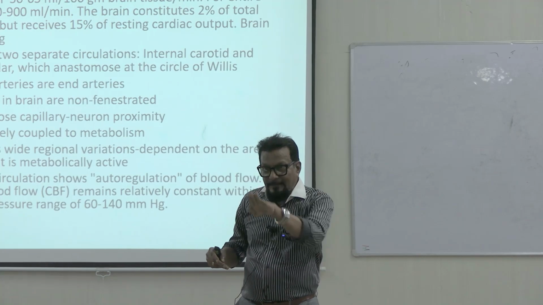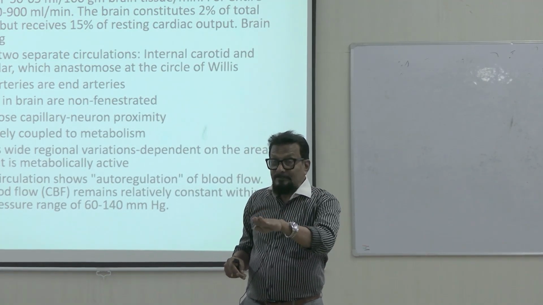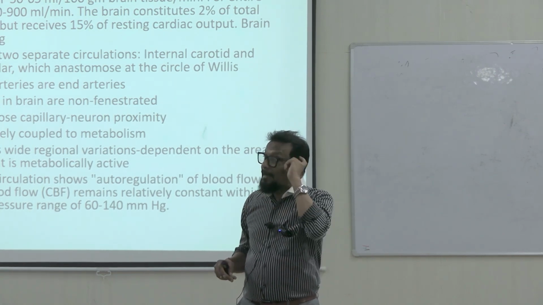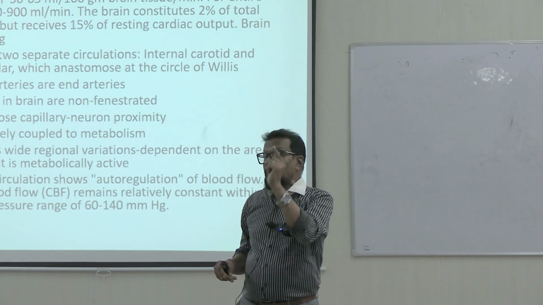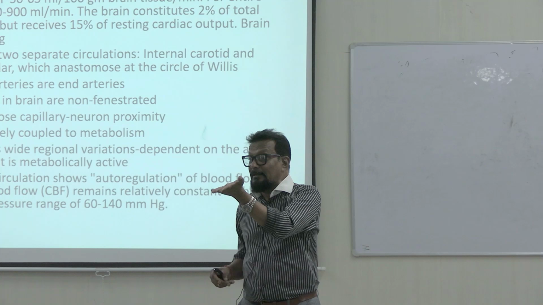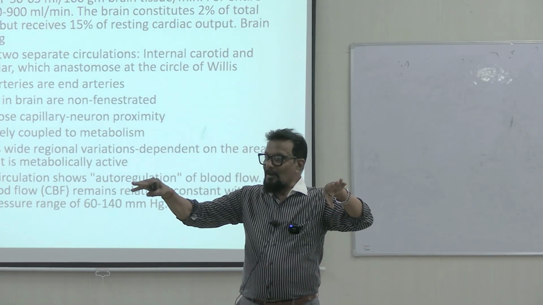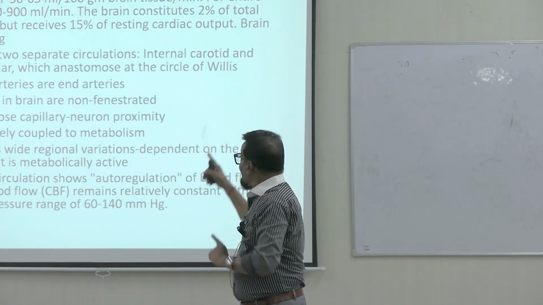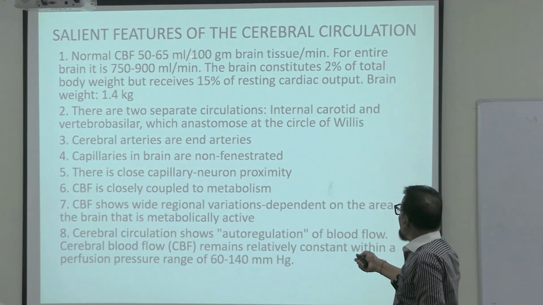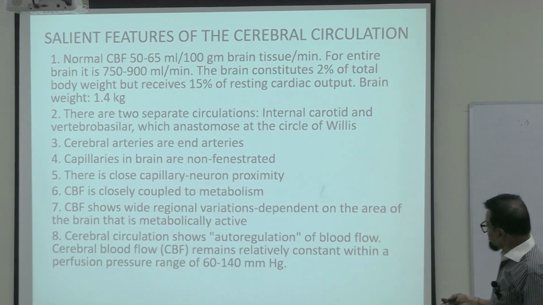When the arterial pressure is coming down to, not 40, 60 millimeter of mercury, even at that low pressure, the cerebral blood flow will be maintained in the brain. When the pressure is increased to 160 millimeter of mercury, even during that period, blood flow will be maintained.